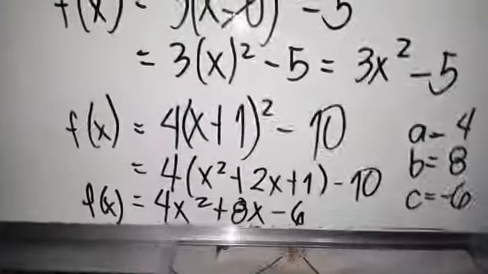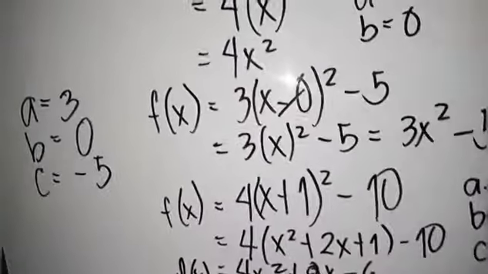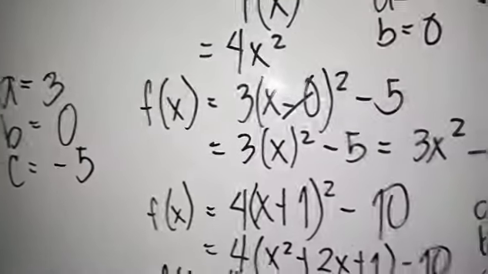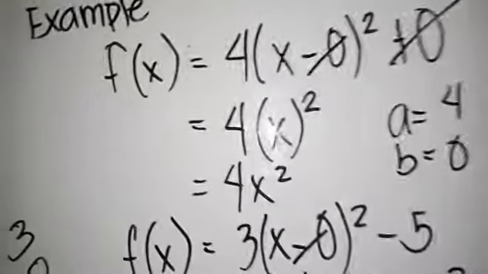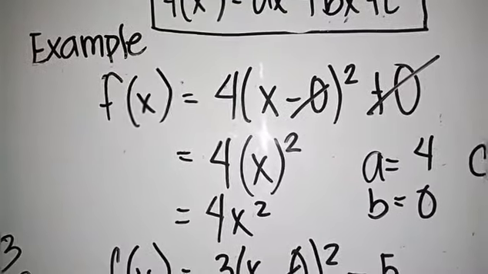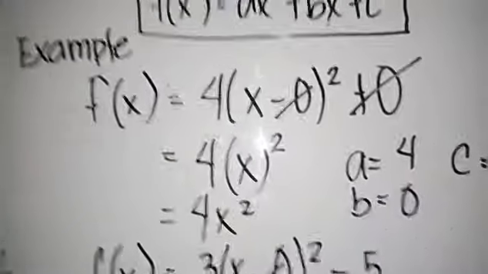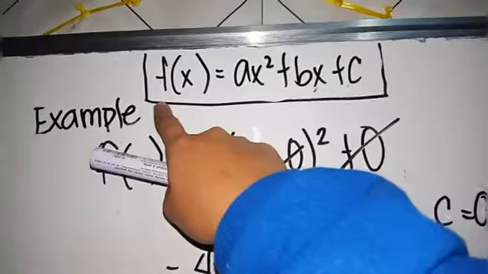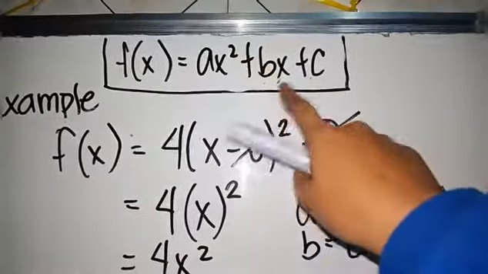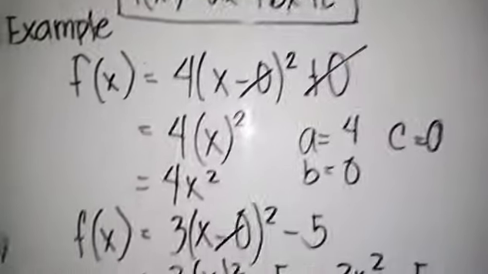So, ganun lang kasimple magsulat ng standard form of quadratic function in the form of f of x is equal to a times the quantity x minus h quantity square plus k, and pwede ring in the form of f of x is equal to ax square plus bx plus c.